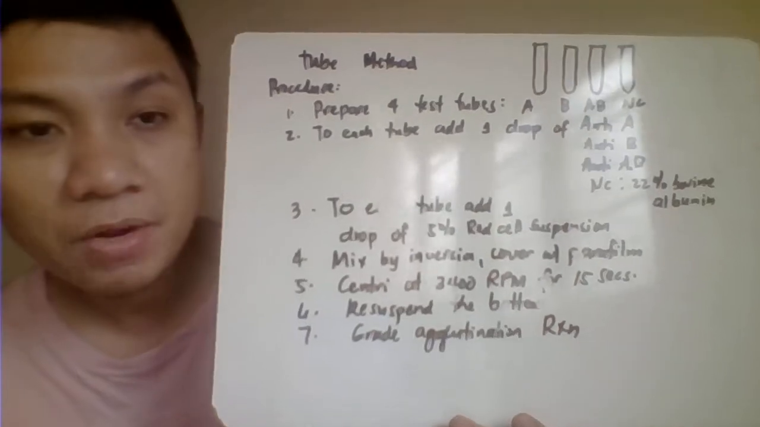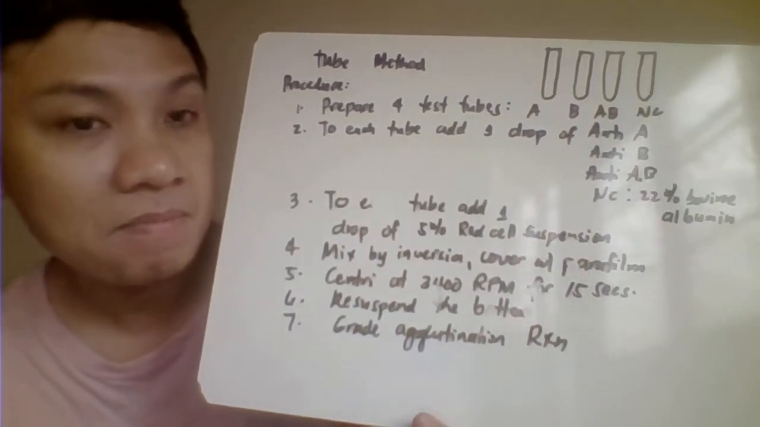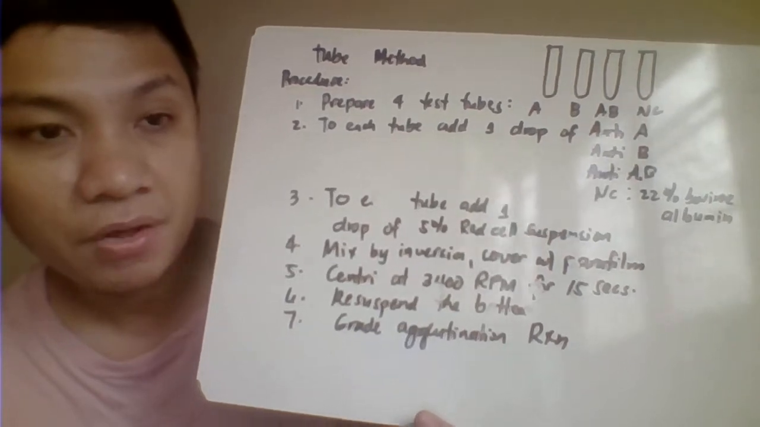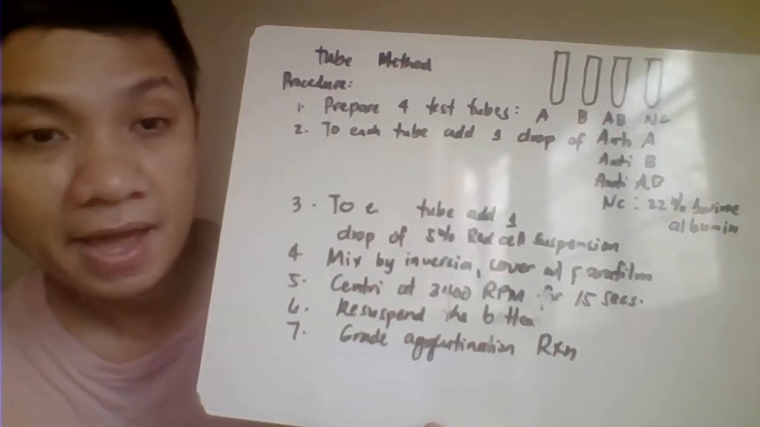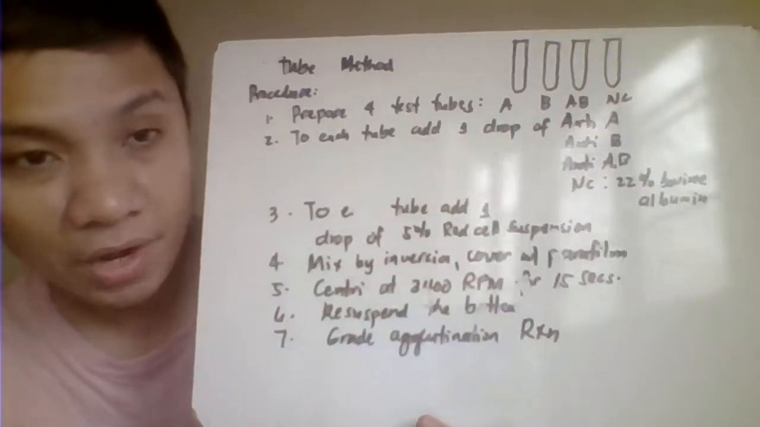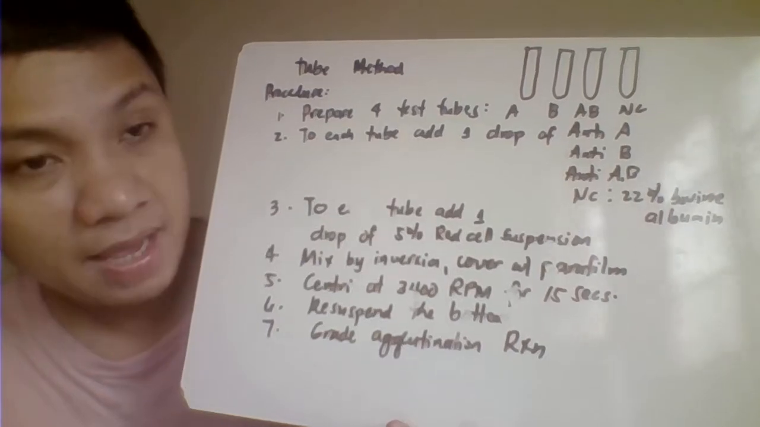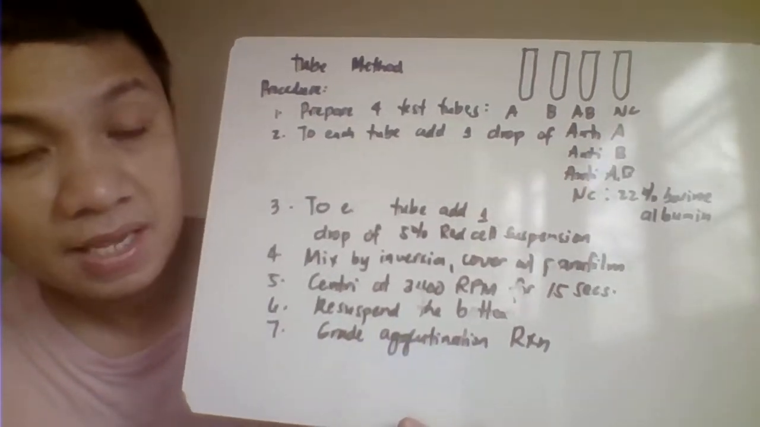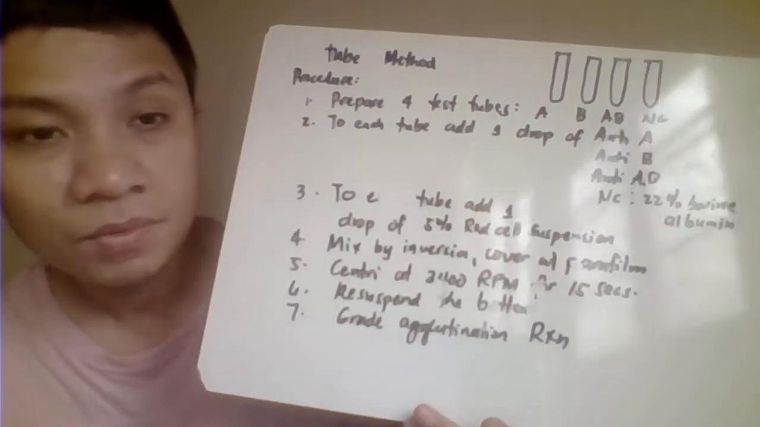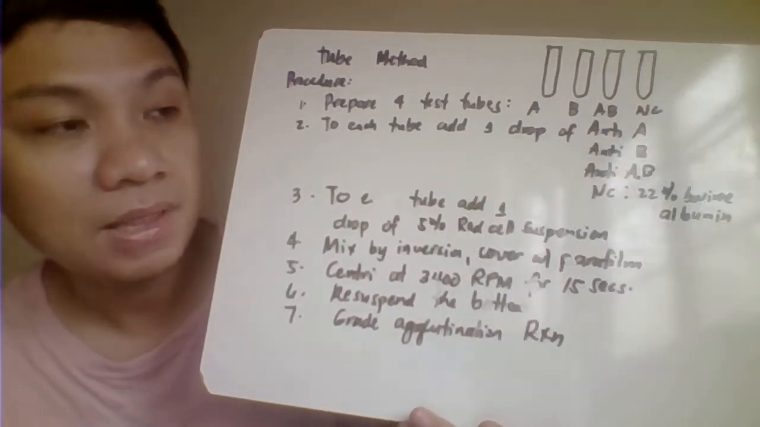Okay, another method here, we have the tube method. So the tube method would have you the same na procedure with your slide method, only that you try to carry the reaction in the test tubes. So we're going to prepare again here the 4 test tubes. Label that one as your A, B, and NC. And each of the label here corresponds to what anti-sera you're going to drop on that. So 1 drop pa din.